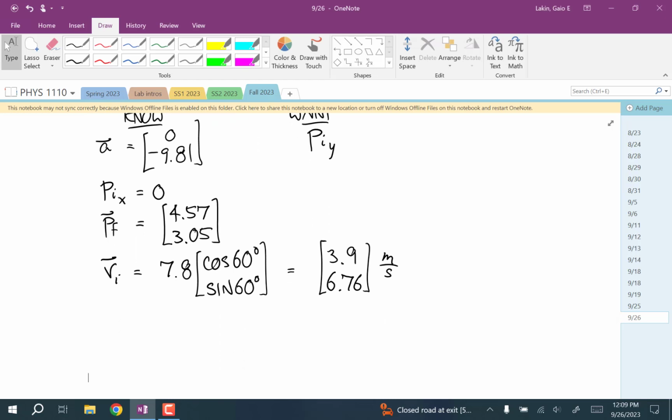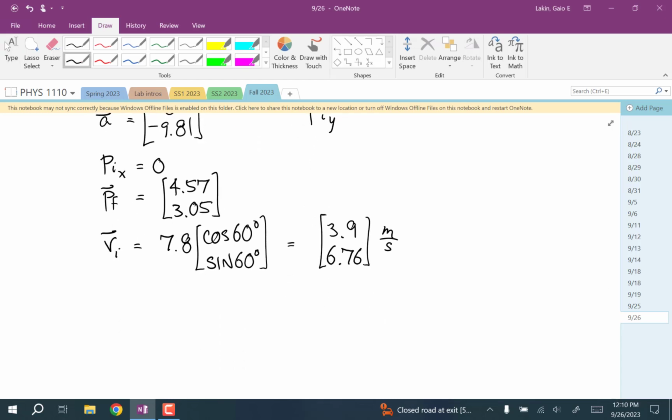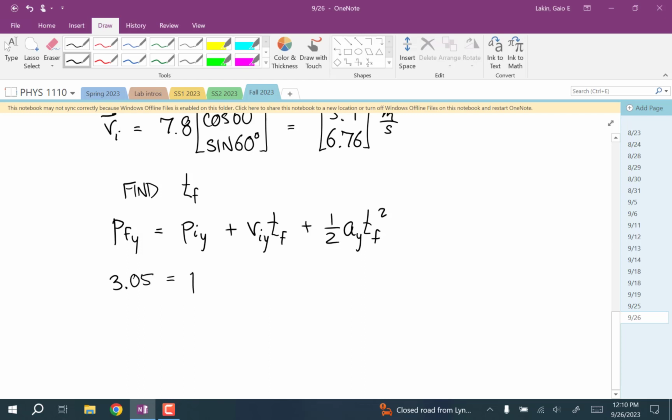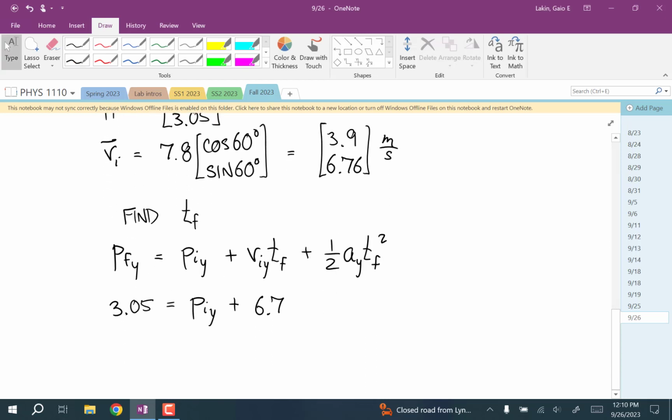But so I guess we're going to have to solve for TF first. So we can go PFY is equal to PIY plus VIYTF plus 1/2 AYTF squared. So 3.05 is equal to PIY plus 6.7. Ooh, that's not going to work either.